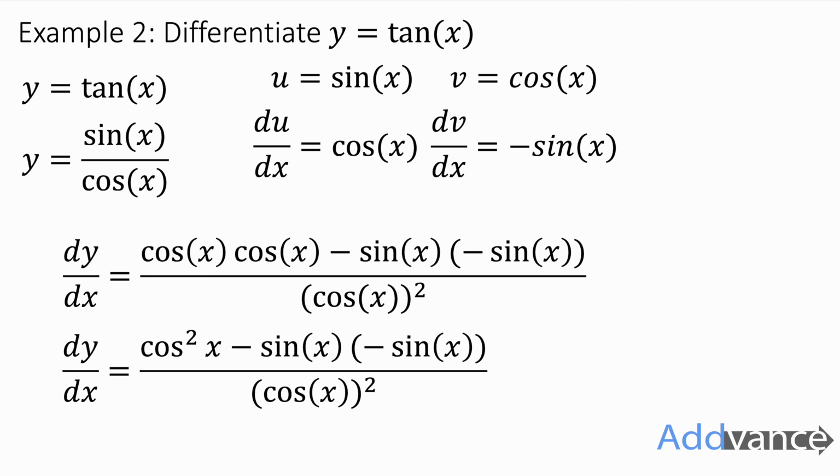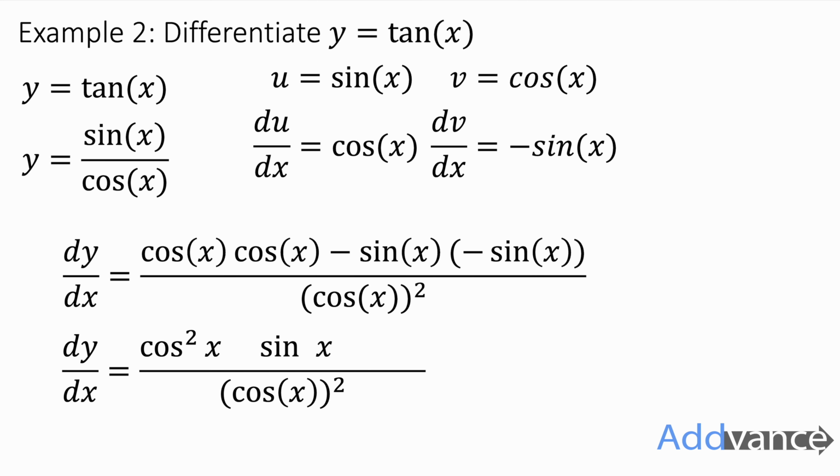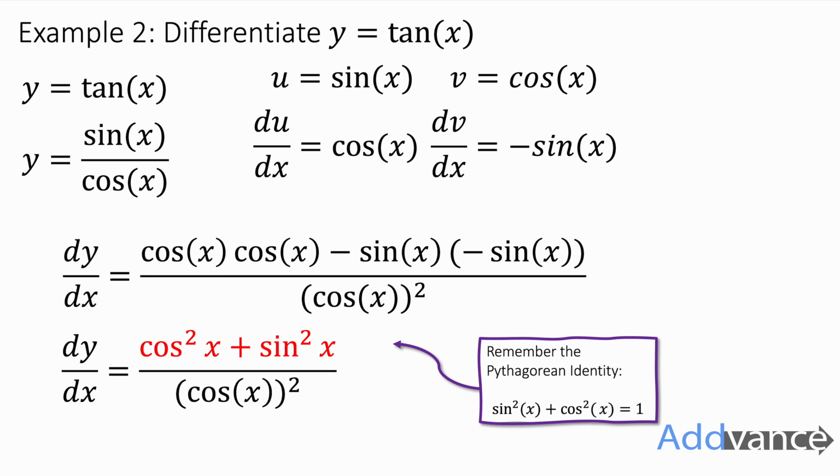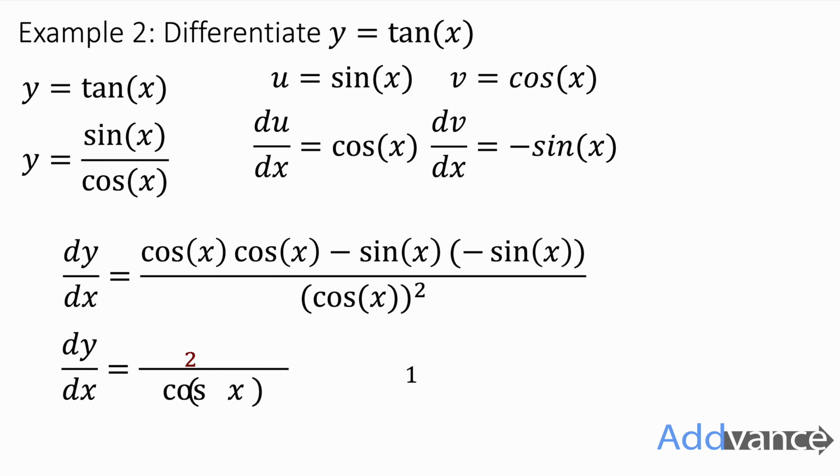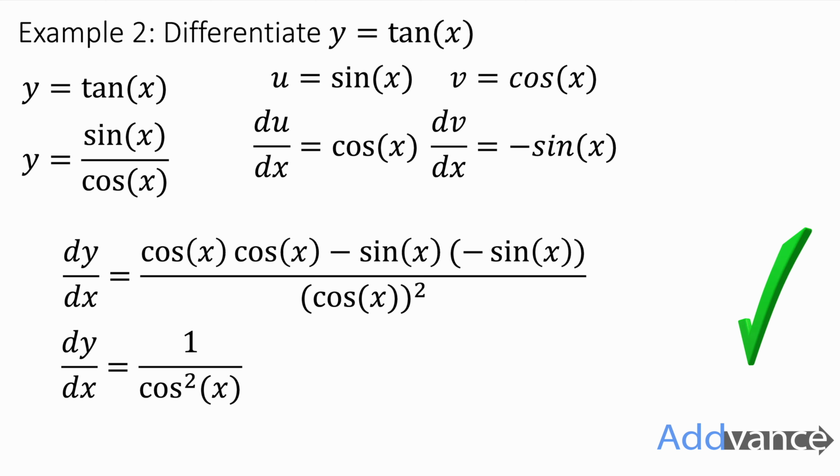We can simplify this. Cos of x times cos of x is cos squared of x, and minus sine of x times minus sine of x is positive sine squared of x. Now, cos squared of x plus sine squared of x is the Pythagorean identity, and it's equal to 1. Again, that's a really famous rule in trigonometry. Sine squared of x plus cos squared of x is equal to 1. So the top is 1 and the bottom is cos squared of x, and that's the final answer. dy over dx is 1 over cos squared of x. Done.